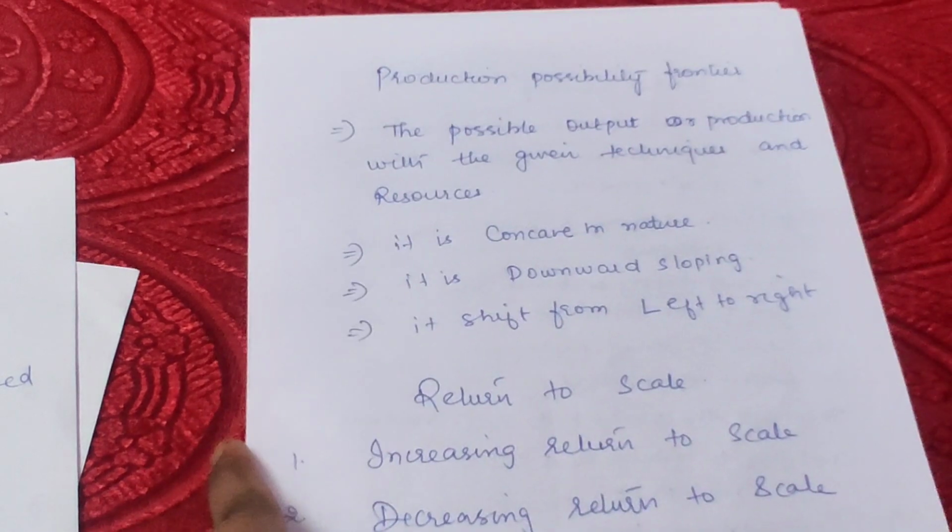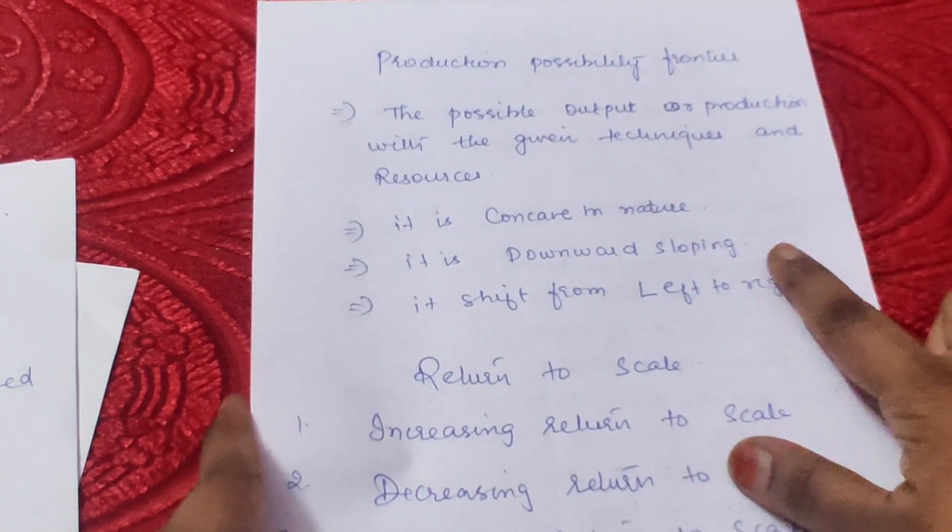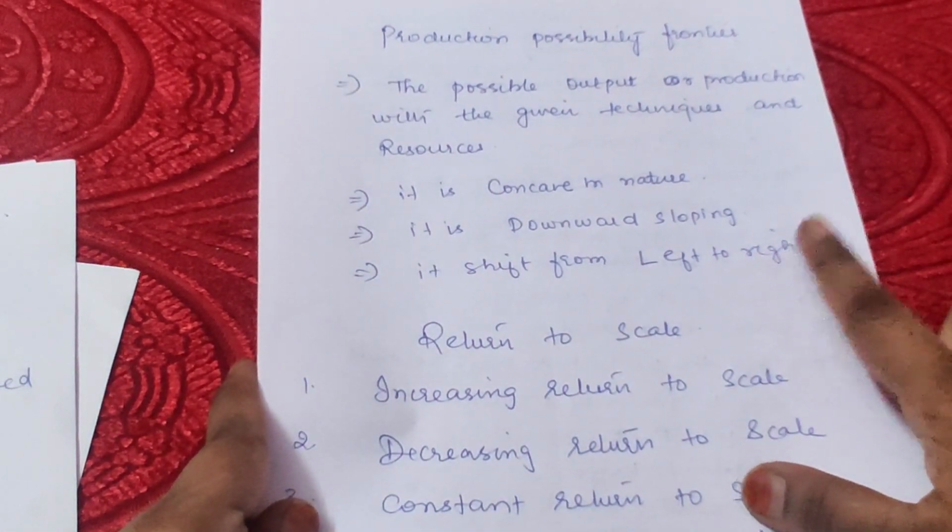What is the production possibility frontier? The possible output which can be produced by the given techniques and resources. It is concave in nature, it is downward sloping, and it shifts from left to right.